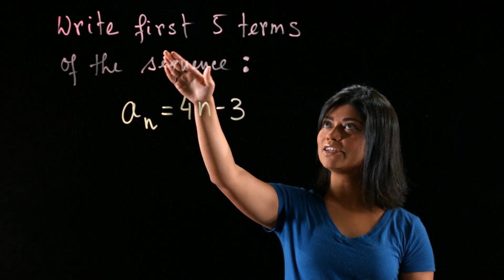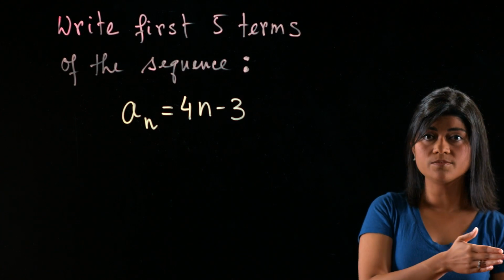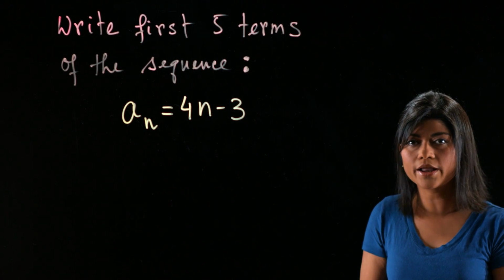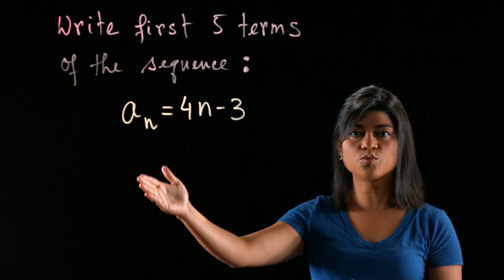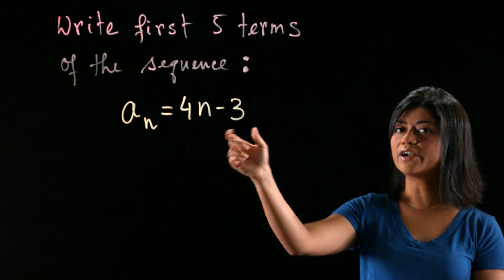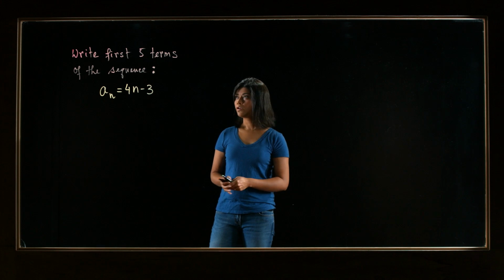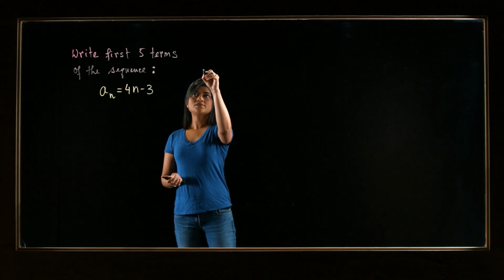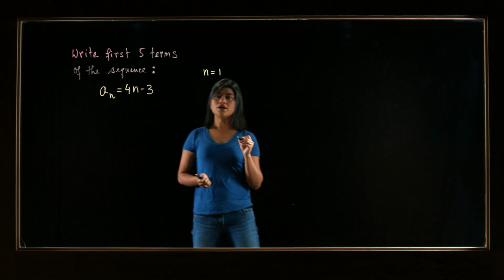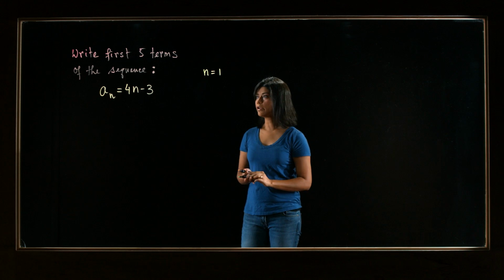Since this is asking us to find the first 5 terms, we have to start with n equals 1, so we have to plug in n equals 1 up to 5, and then figure out what value we will get for this sequence. So let's start with n equals 1.